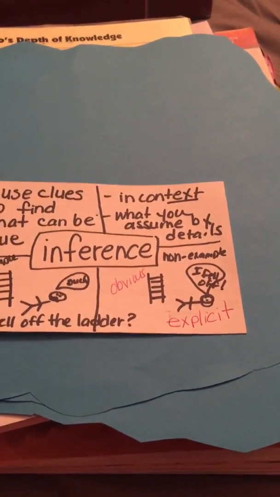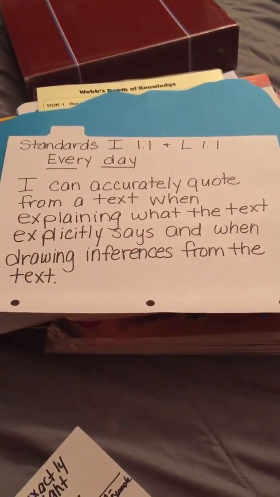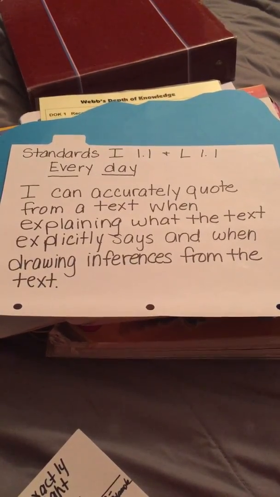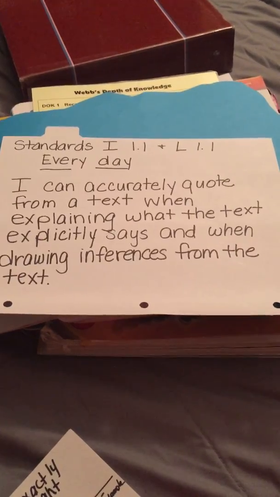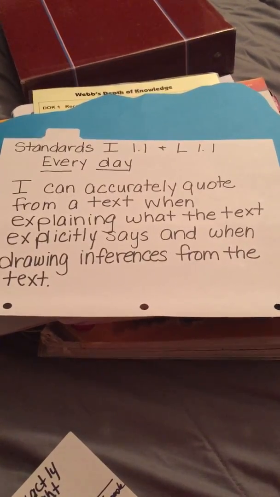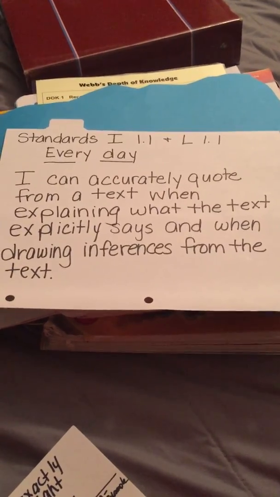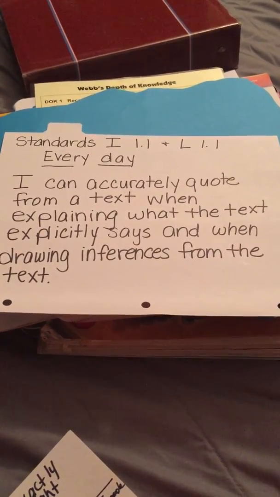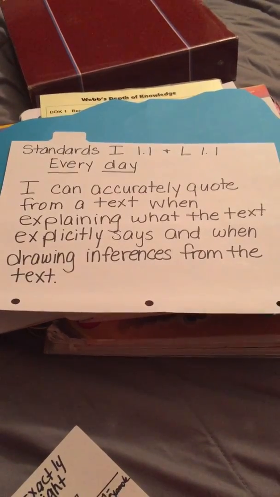So one more time, let's look at the standard that you'll be working on all year. I can accurately quote from a text when explaining what the text explicitly says and when drawing inferences from the text. So you will be quoting correctly from a text, explaining what the text says in detail, and then using all of that information when you need to draw an inference from the text.